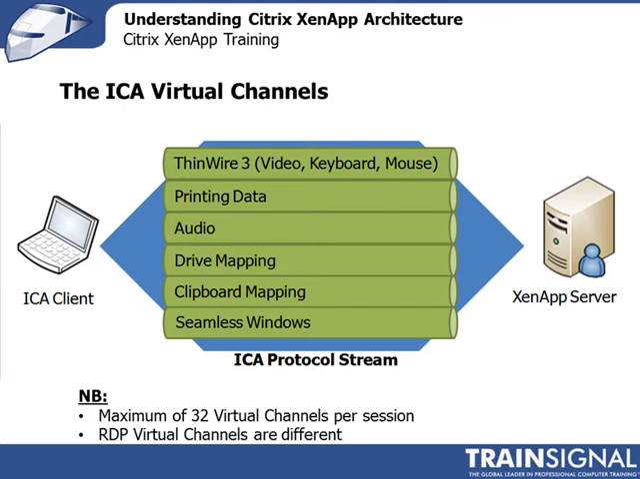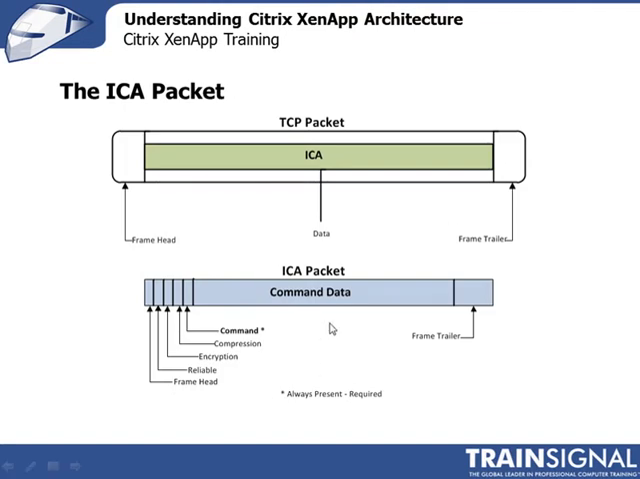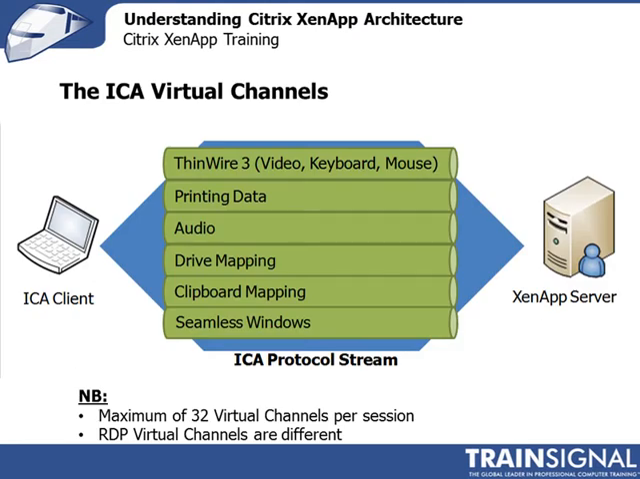So let's go back to the earlier slide here. You'll notice within the command data, you'll have all the different virtual channels that you can encapsulate, and then you're putting it inside of a TCP packet and sending the whole thing across the wire. So all of the command data will go as part of the ICA packet, for a better, more efficient way of transmitting data to the other side, to point B, for example.